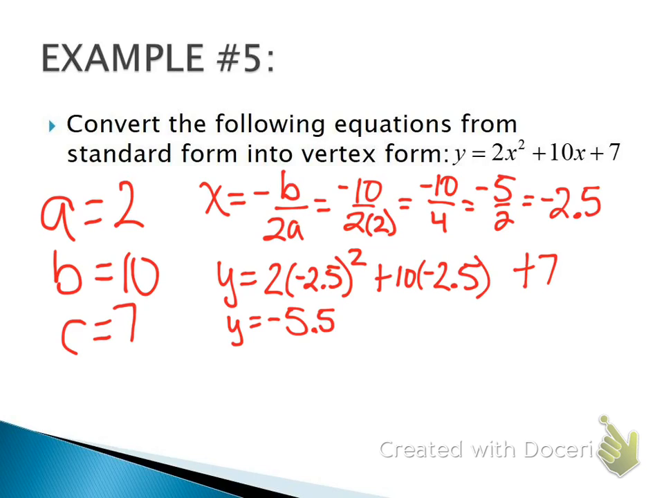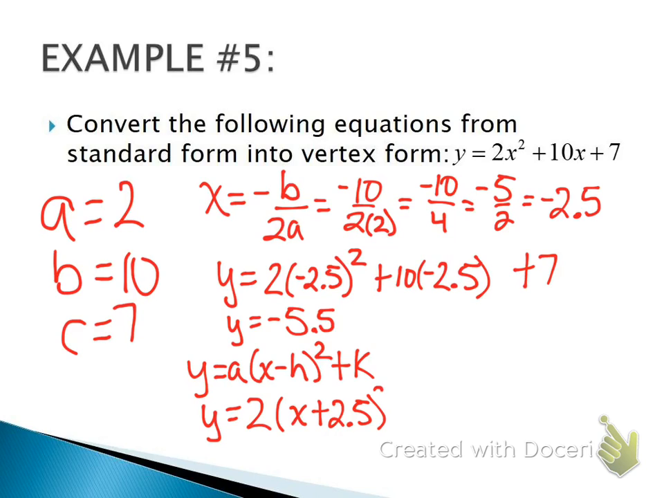Then we just have to go to our vertex form. y equals a times (x minus h) squared plus k. What's a? 2. We can use the same a. That's what's nice about this. 2 times (x. Instead of putting minus h, since h is negative, I'll put plus 2.5) squared. And then because k is negative, I would put what? Negative, or minus, 5.5.